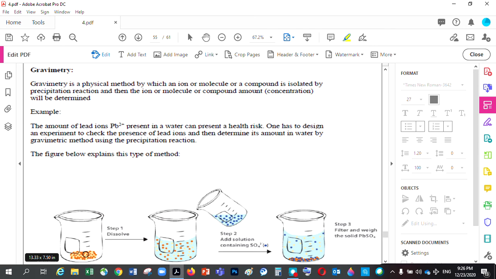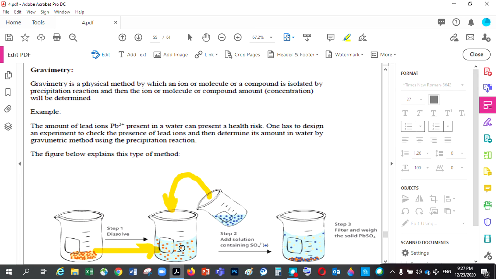Well, here's the sample, correct? With this sample, we dissolve it. This is the water solution here. Step 1, we dissolve it, correct? After dissolving the sample, we add something to it which precipitates the lead as sulfate. We can add sodium sulfate, for example.